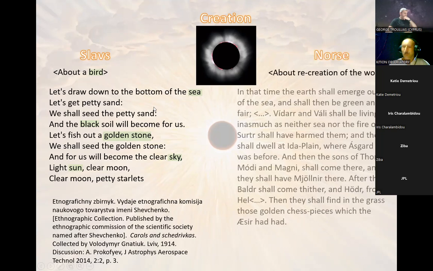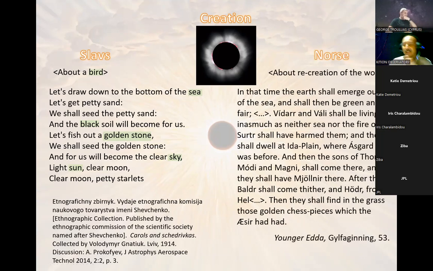Okay, Norse mythology. This is the Younger Edda, and what we have here is that the earth appeared from the sea. And what I want to say at this moment is that it is a recreation. There was a great battle of gods with chthonic creatures. Everything vanished in fire. And then from the sea arose the earth. Let's go further. Yes, everything was burned in fire.